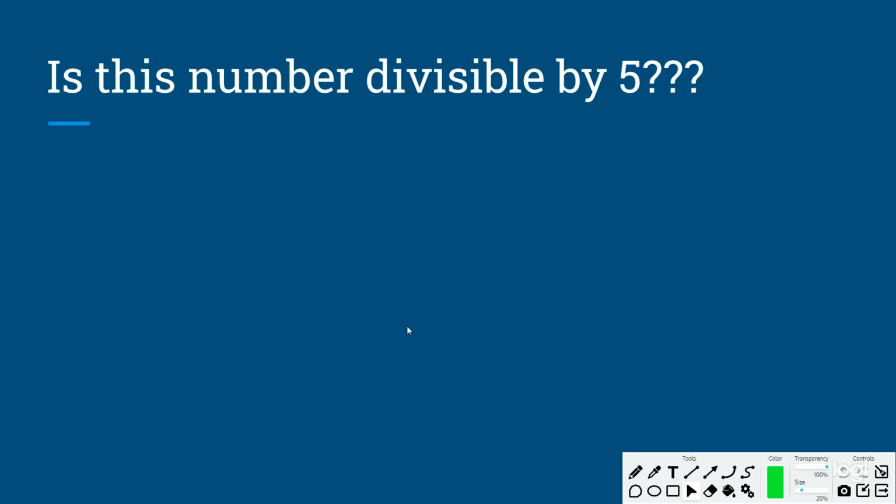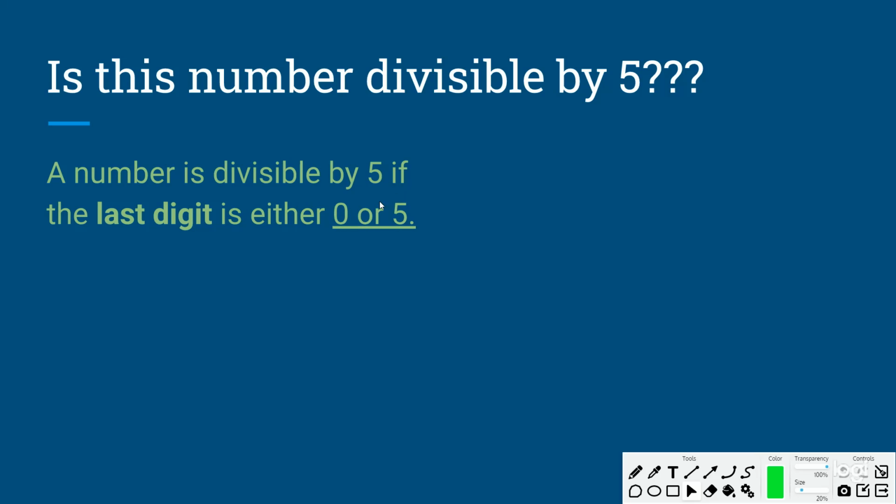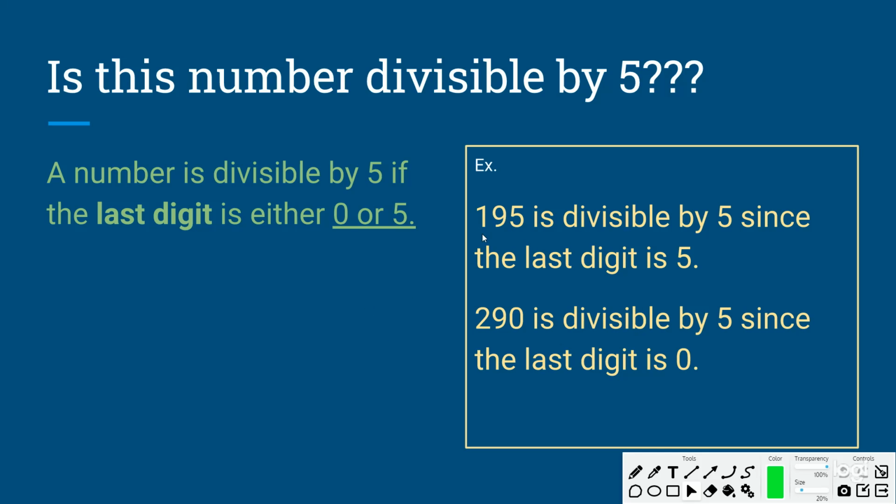The next one is if a number is divisible by 5. This is probably one that you're very familiar with. A number is divisible by 5 if the last digit is a 0 or a 5. So if we look at 195, we know that it is divisible by 5 since the last digit in the number is a 5. For 290, the last digit is a 0, so we know that that one is also divisible by 5.